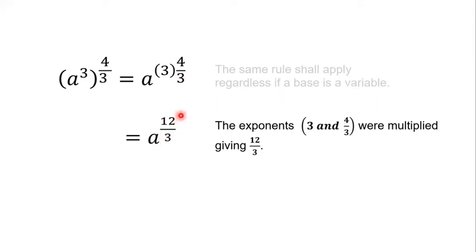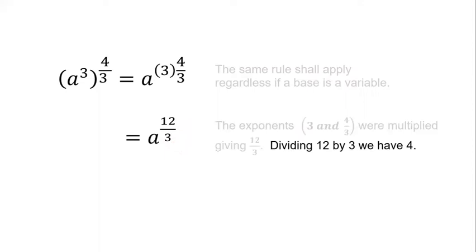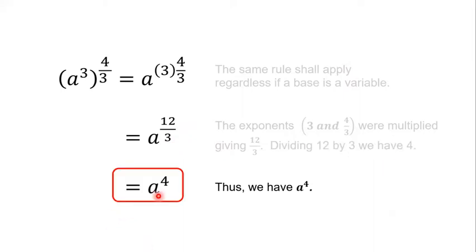3 times 4 equals 12 and 1 times 3 equals 3. Kaya we have an exponent na 12 over 3. So 12 divided by 3, we have 4. Thus, we have x to the 4th power as our final answer. At ganon, kung paano natin i-simplify ang mga expressions with rational exponents. So, let us have the next.